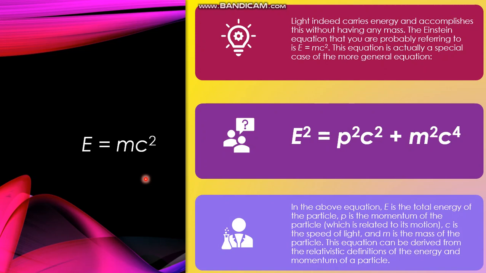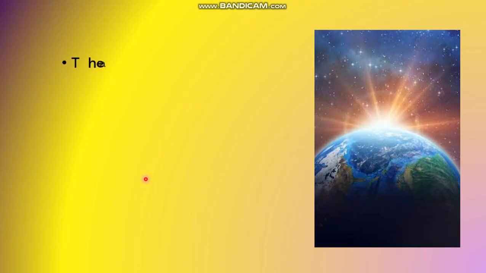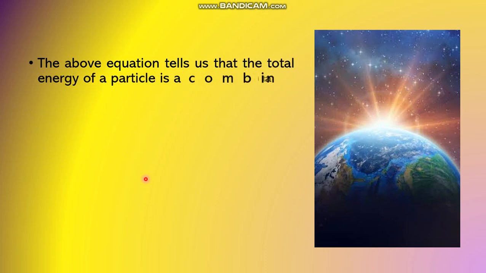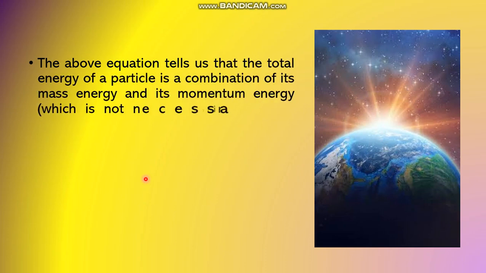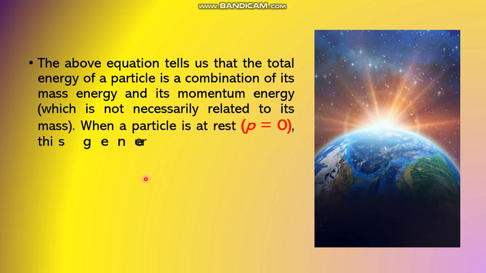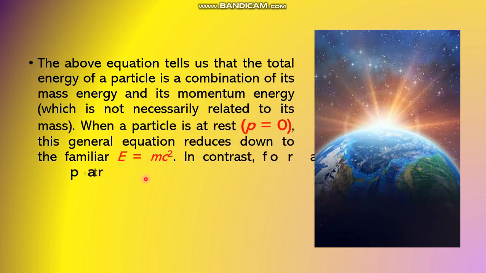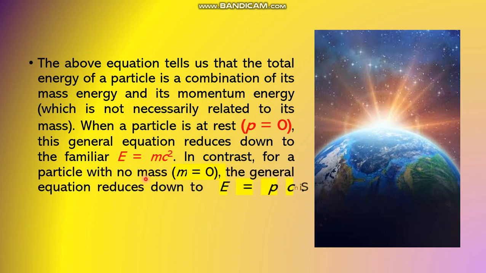In the above equation, E is the total energy of the particle, p is the momentum of the particle, which is related to its motion, c is the speed of light and m is the mass of the particle. This equation can be derived from the relativistic definitions of energy and momentum of a particle. So, let's move on. The above equation tells us that the total energy of a particle is the combination of its mass energy and its momentum energy, which is not necessarily related to its mass.